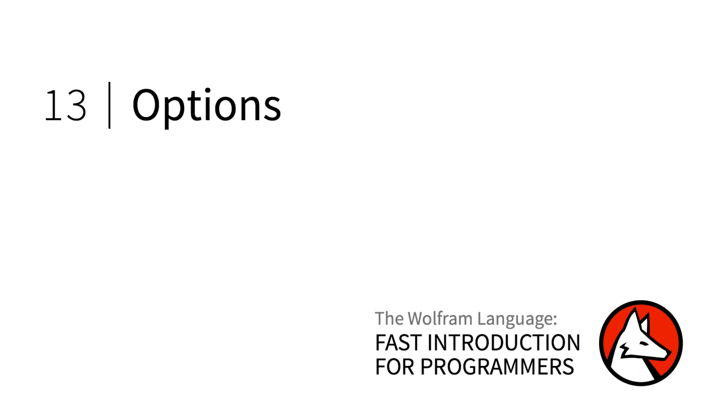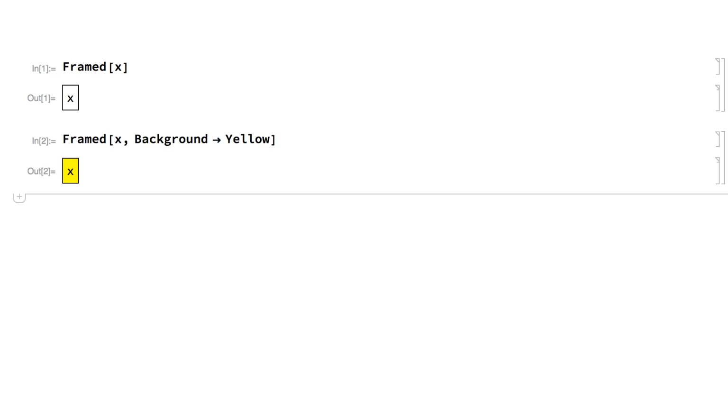This section is about options, which work like additional arguments that affect details of function operation or output. For example, the Framed function draws a frame around its argument, and this adds an option called Background that specifies the background color.